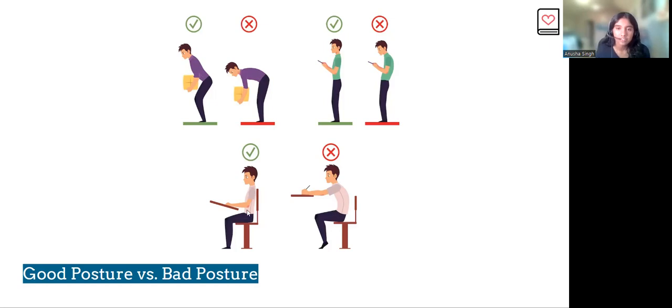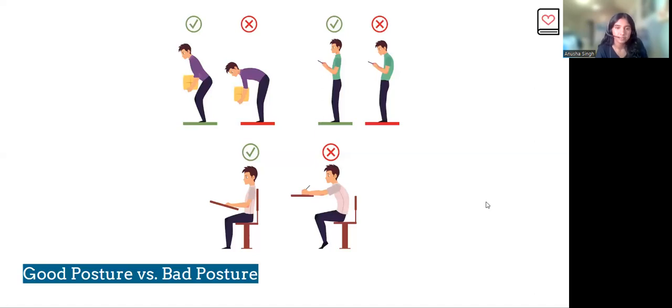In the next example, you can see the man standing and looking at his phone. In the good posture example, you can see that he's basically standing in a straight line. His back isn't hunched over and his head isn't leaning forward. In the bad posture example, you can see that he's leaning his head forward and his back is hunched in a C shape. You can also see he's a little bit off balance and his weight is sort of leaning towards the back.